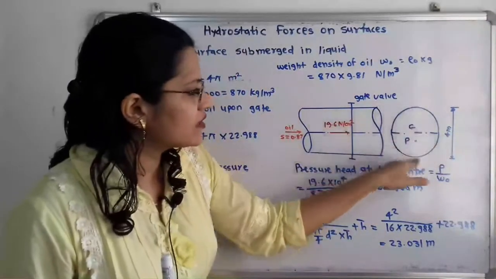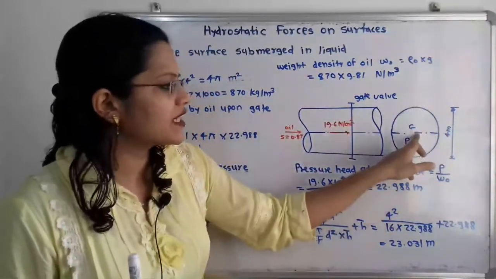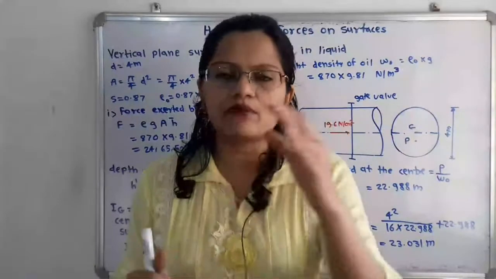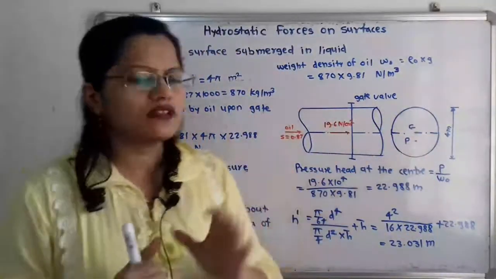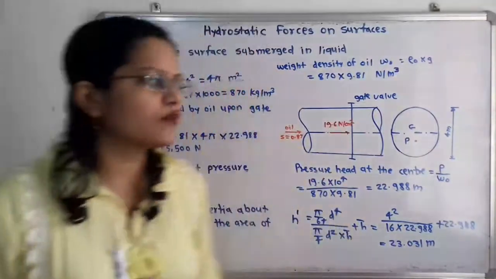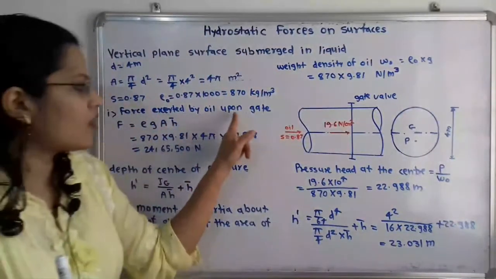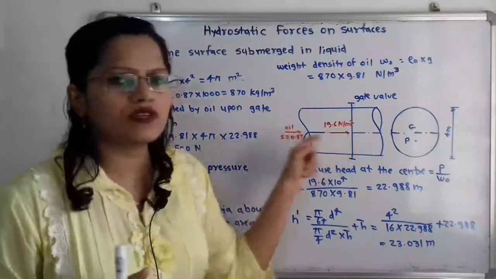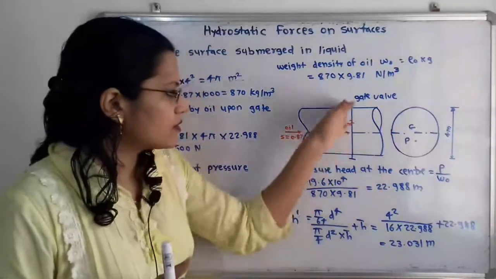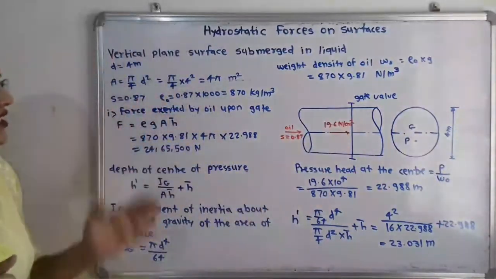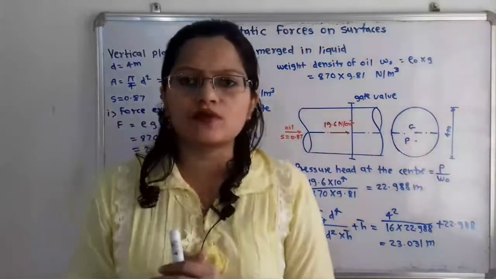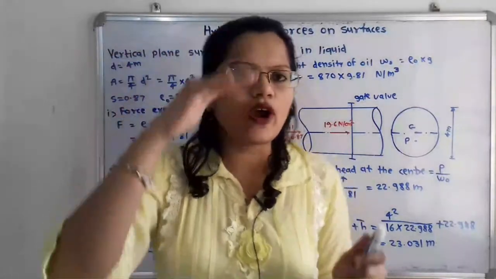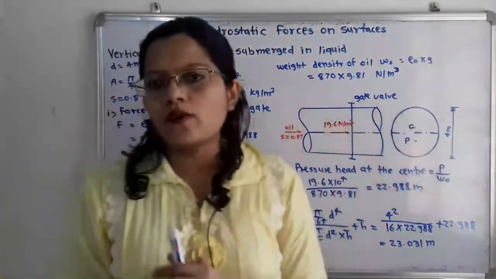We have to show here the separate circular shape, at whose center there is the center of gravity G, and below that there is the center of pressure P. Now what is the question? We have to find out the force exerted by oil upon the gate. The specific gravity of oil is given, and we have to calculate the applied force by the oil upon this gate. The next question is to find the position of the center of pressure, that means the distance from the free surface of oil to this center of pressure.